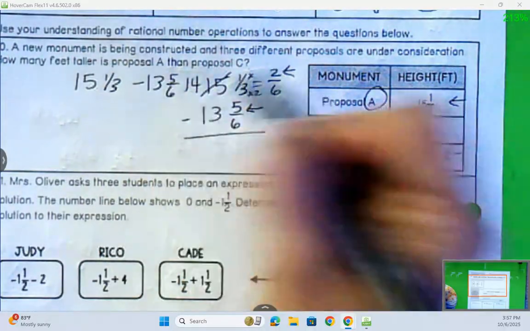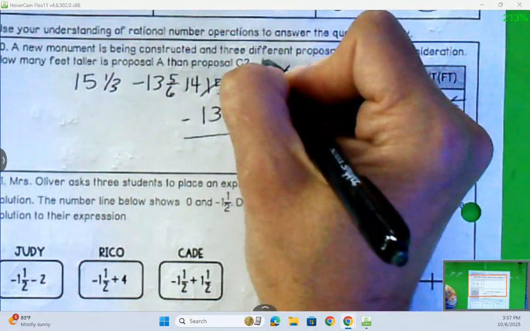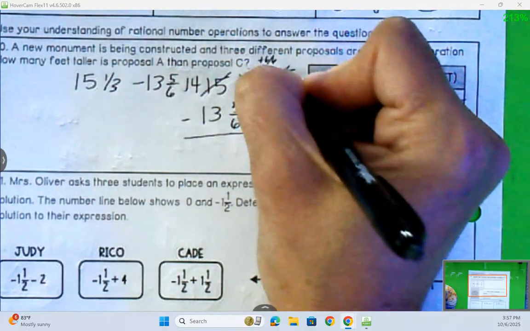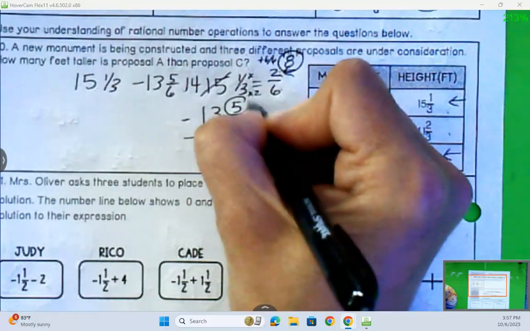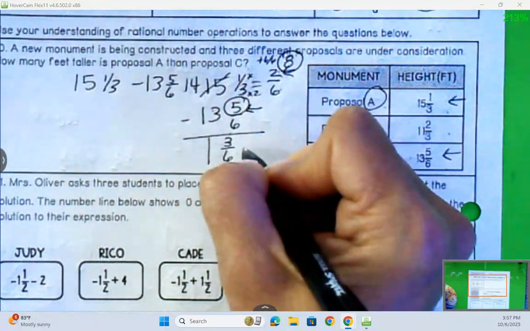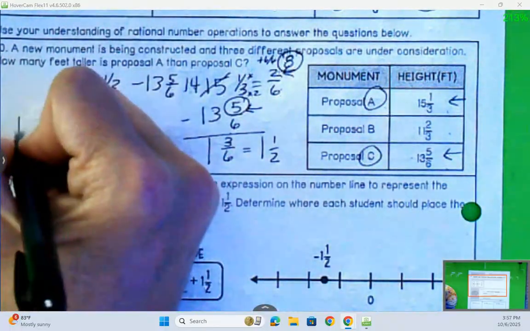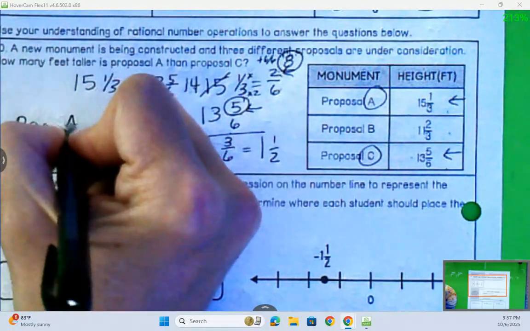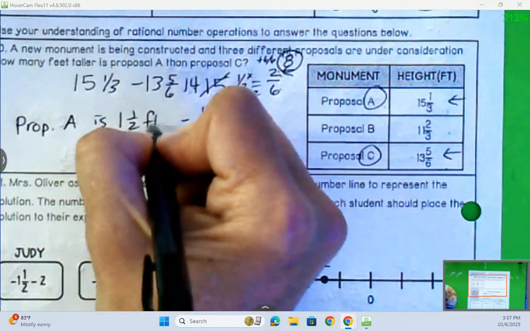So we have 14, and then we're going to add a whole number to this. So that's going to be like adding 6/6 to 2/6, where 6 plus 2 is 8. So we have 8 minus 5 for 3/6, and 14 minus 13 for 1, which is 1 1/2. So proposal A is 1 1/2, and our units here, feet taller.